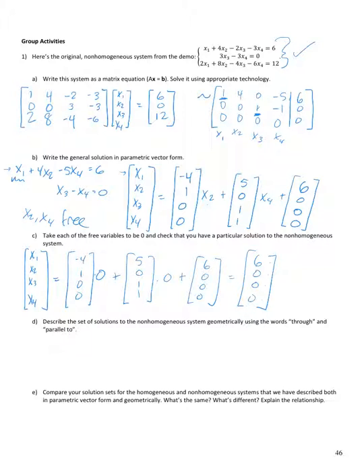Okay, so to describe this set of solutions geometrically, we're going to use the words through and parallel to. So I want to point out that this, without the 6, 0, 0, 0 vector, was the solution to the demo where I was solving the homogeneous system. So this is the solution to the homogeneous system. And we described that in the demo as a plane. That is a plane containing those two vectors or those two points and the origin.